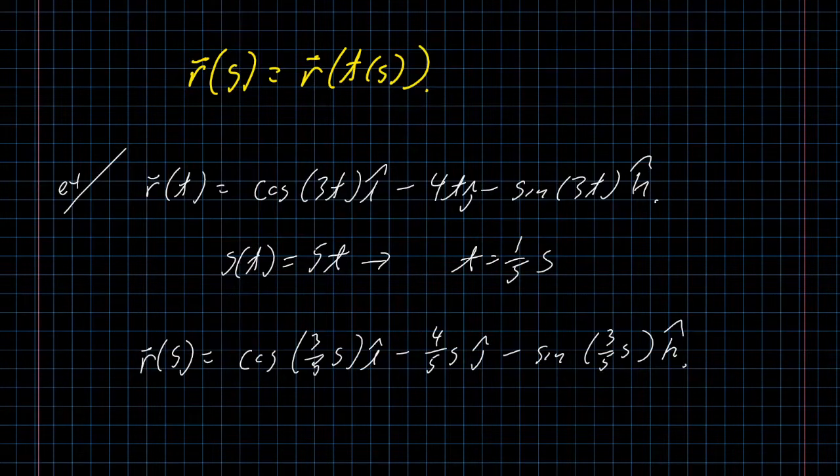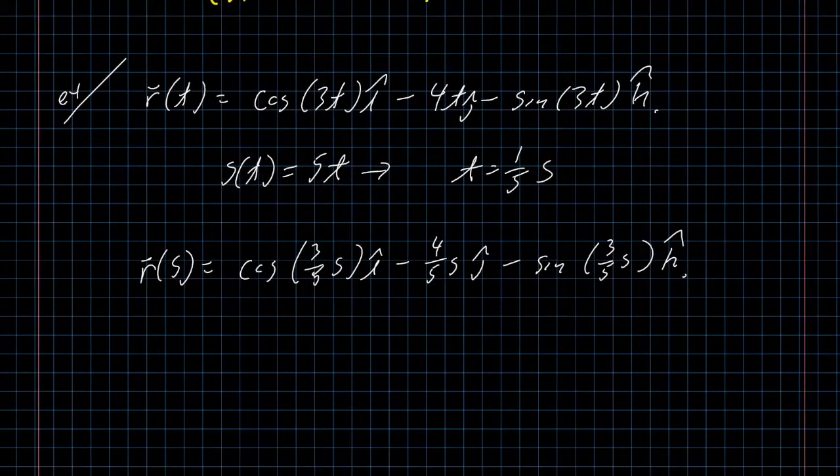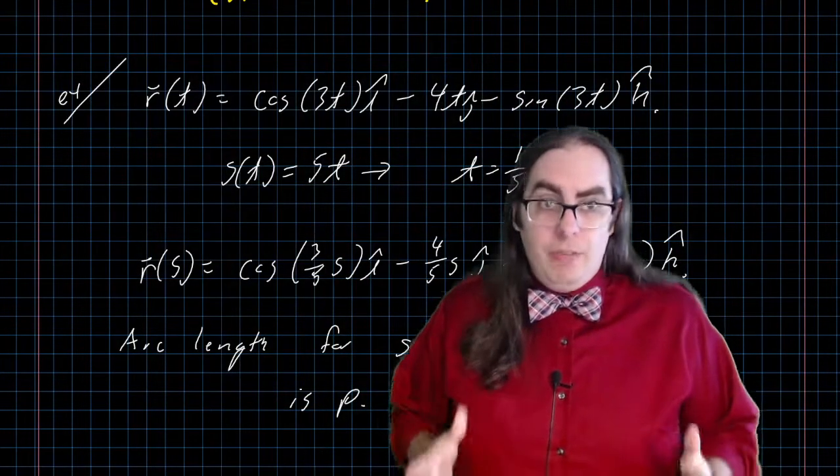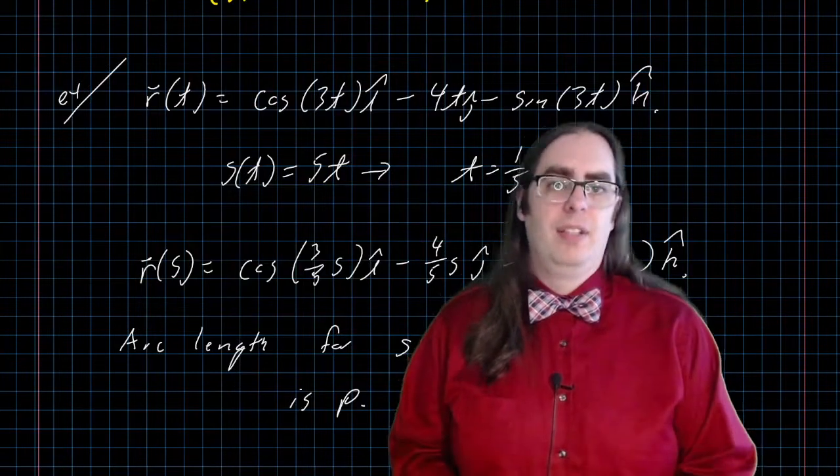And the reason that we care about this is that the arc length of this for s in the interval from 0 to some ending point that I'm going to call p is p. Straightforward, that's it, we're done. Okay, if we can do this, then it is easy.